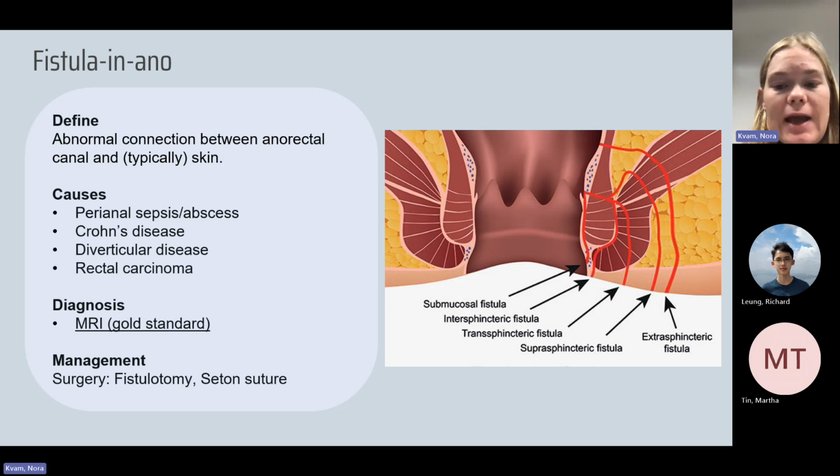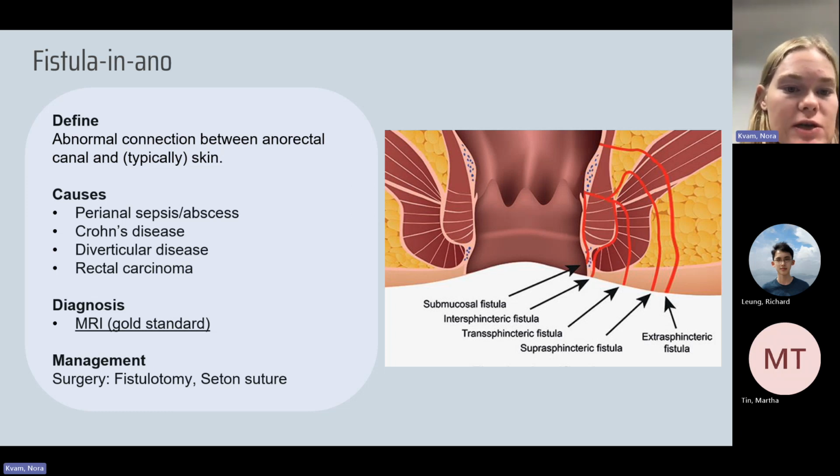A fistula is a connection between the anal canal and the surface of the skin. This is the most common type of fistula, actually. It appears very commonly after an abscess. So if a patient has had an abscess, it can also develop into a fistula, a sort of tunnel between the anus and the skin. It is also seen in other conditions like Crohn's disease, diverticular disease, and rectal cancer. The gold standard for diagnosis is an MRI, and the management is either a fistulotomy or a seton suture.